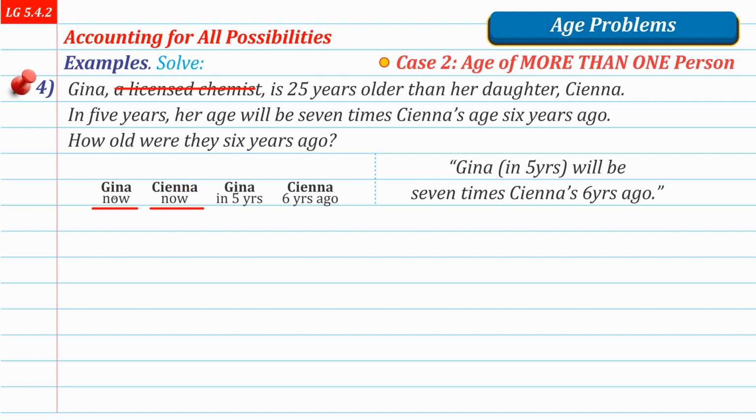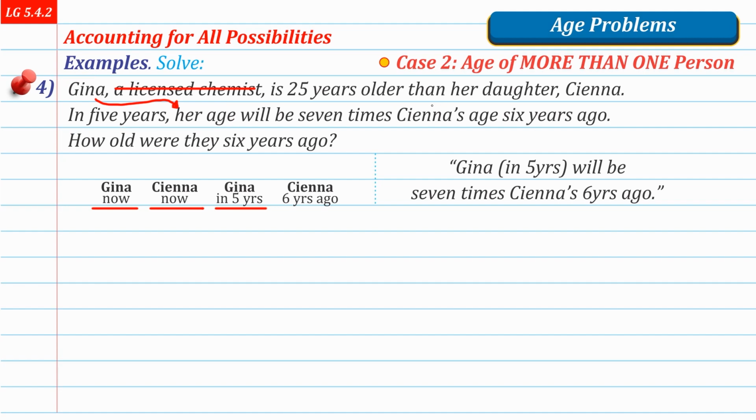Next. In 5 years, that's a point in time. In 5 years. Her age, so, Gina, pag sinabing her dito, it's Gina. In 5 years, her age will be 7 times as Shena's age 6 years ago. What? So, that means yung age ni Gina in 5 years, kailangan mo.